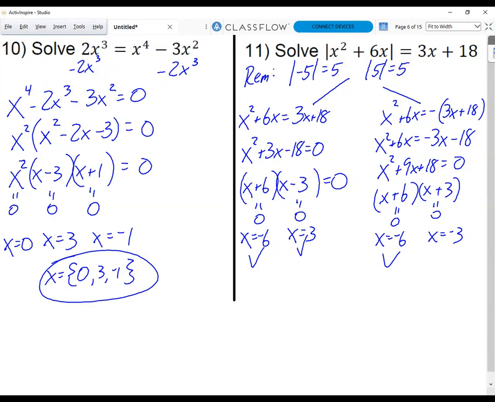And then negative 3 squared is 9. 9 plus 6 times negative 3. 6 times negative 3 is negative 18. 9 minus 18 is negative 9, but the absolute value of negative 9 is positive 9. And then 3 times negative 3 is negative 9. Negative 9 plus 18 is 9. So negative 3 checks out. Therefore, your solution set is x equals negative 6, positive and negative 3.